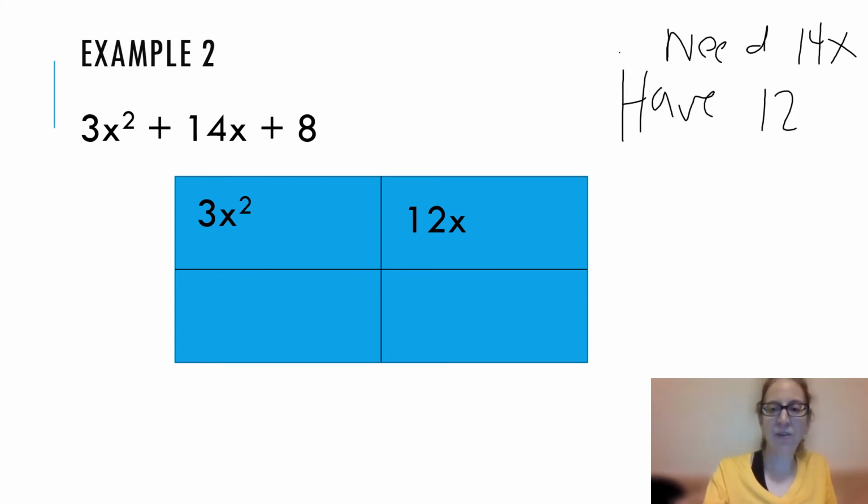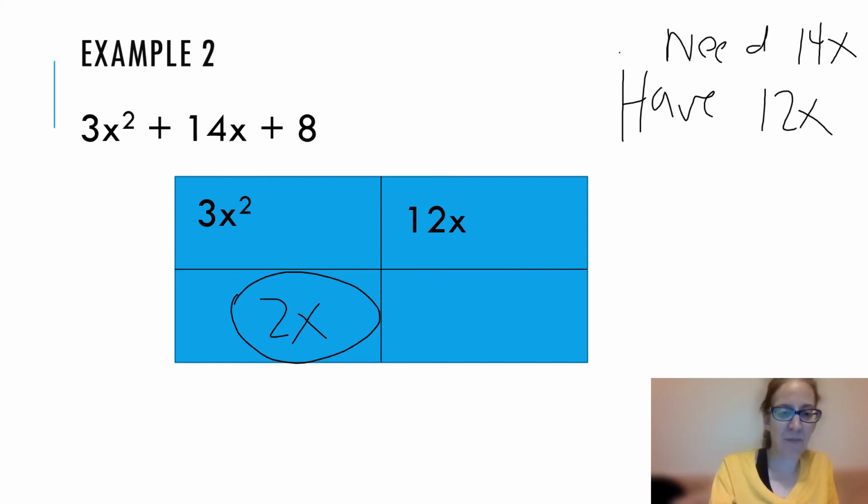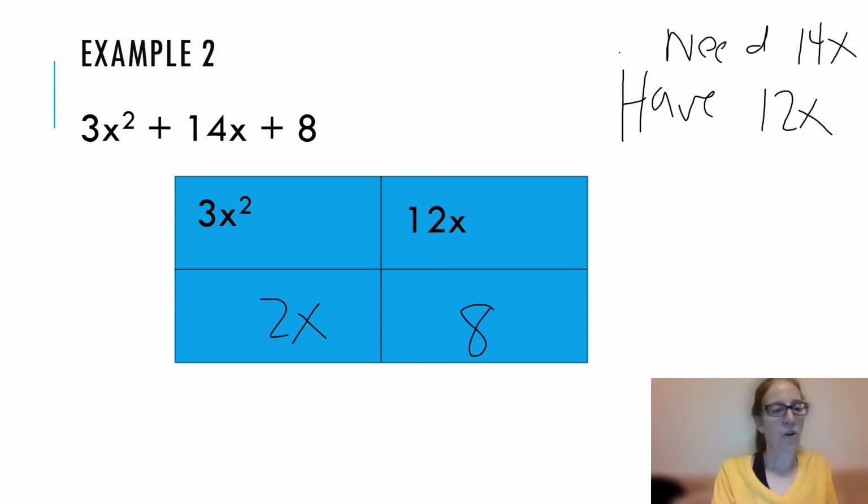So we have 12x. So what would have to go here? Well, it would have to be a 2x. That would have to be a 2x there, and then the 2x plus the 12x would give us the 14x. And then that means that this must be the 8. All right, so what do we got?